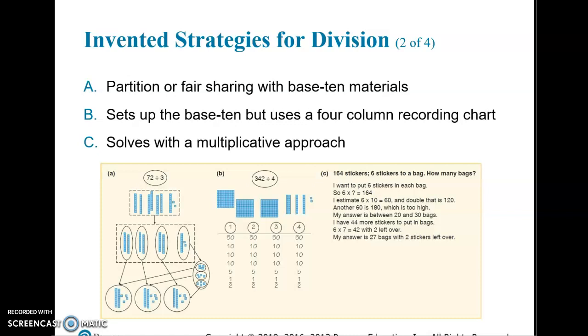Figure C. How many bags with 6 stickers in each can be made if there are 164 stickers? The person wants to find out how many groups of 6 are in 164. As the first step, she estimates and tries 6 times 20 by multiplying 6 times 10 and doubling the answer. Then the person tries another group of 10 and recognizes that is too high. She knows that the answer is more than 20 but less than 30. The person thinks about how many 6s are in 44, which, she knows, is 7 and 2 left over. So her answer is 27 bags with 2 stickers left over.